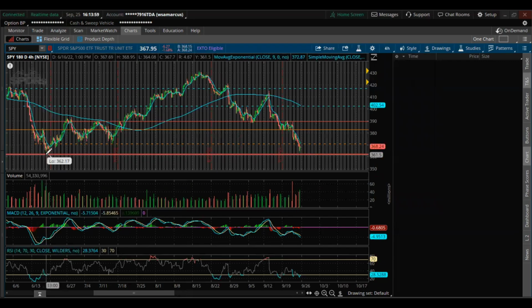Just like over here, we have this 362, which was acting as support. 362 can possibly act as support right now and cause a double bottom pattern, right? And cause that possible bounce.